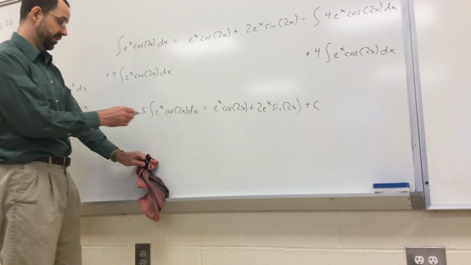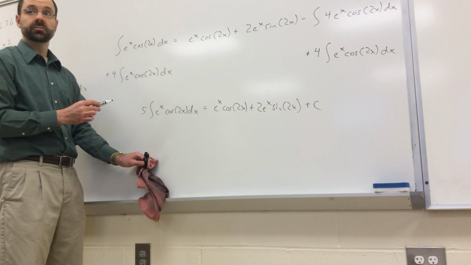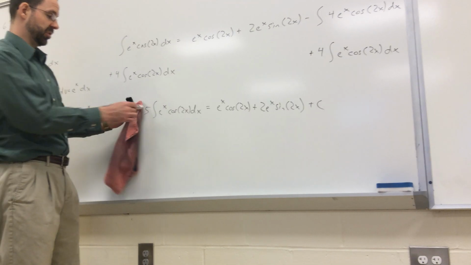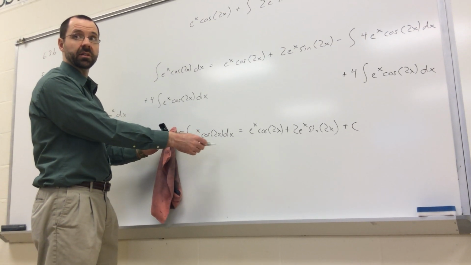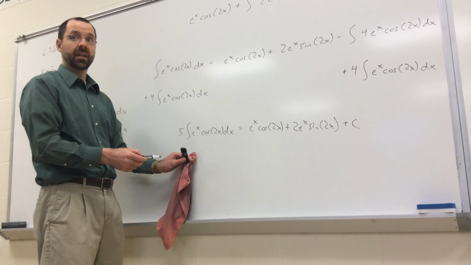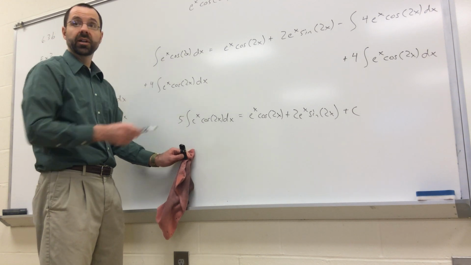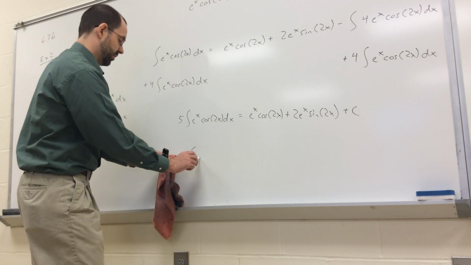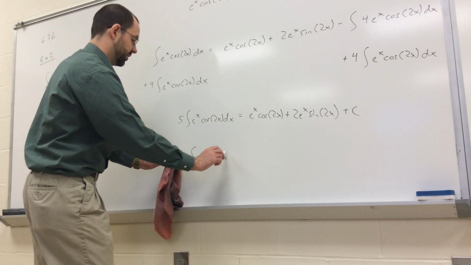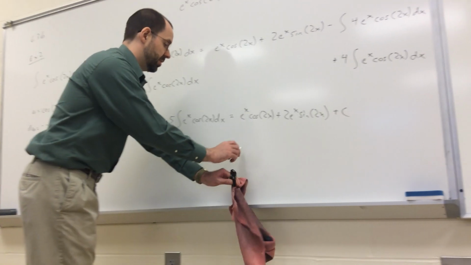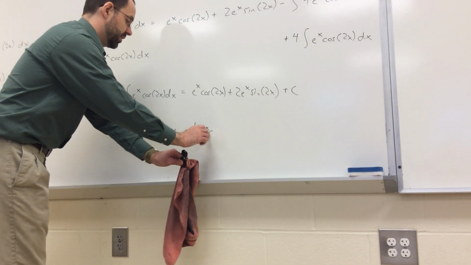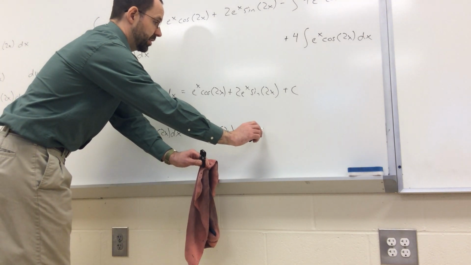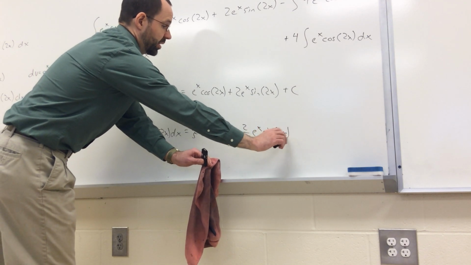So then what do I do to figure out this integral that I was trying to find? This is the original problem, right? I need to know what this is. So how am I going to get that? Divide by 5, right? So the integral of e to the x cosine of 2x dx equals 1/5 e to the x cosine of 2x plus 2/5 e to the x sine of 2x.